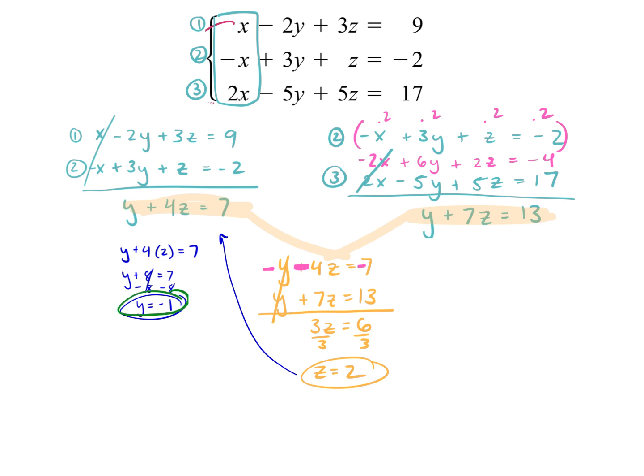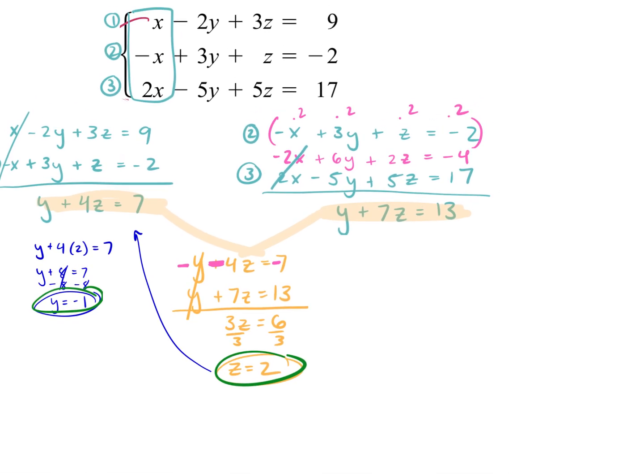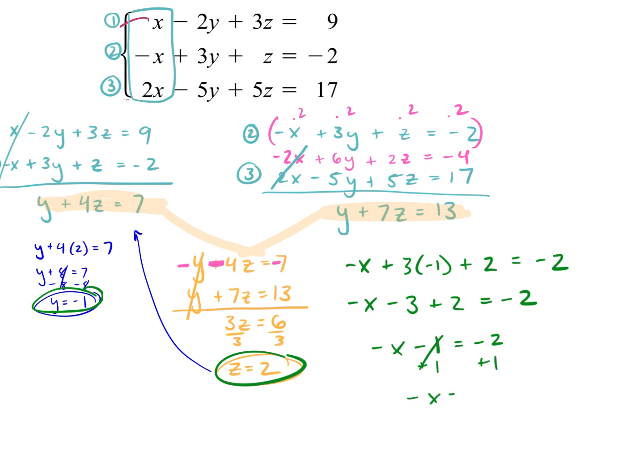So we're going to plug in y and z where? Into one of the original equations. The second one's a good choice. You can plug it into any one. It does not matter. So we've got -x plus 3 times y is -1 plus z is 2 equals -2. So -x minus 3 plus 2 equals -2. -x minus 1 equals -2. We can add 1 to both sides. So -x equals -1. What's the last step?